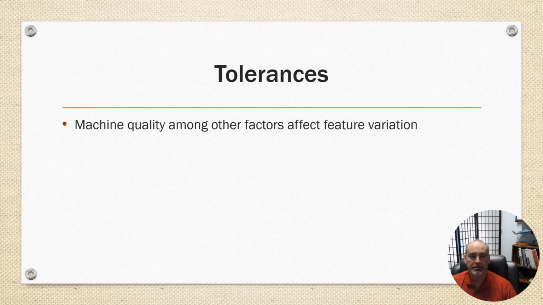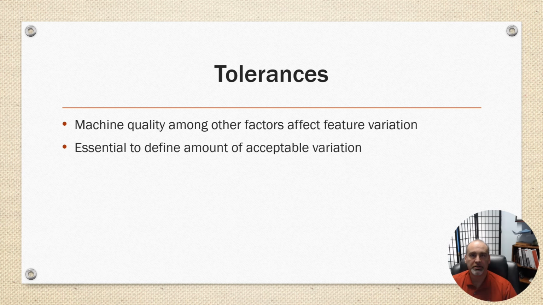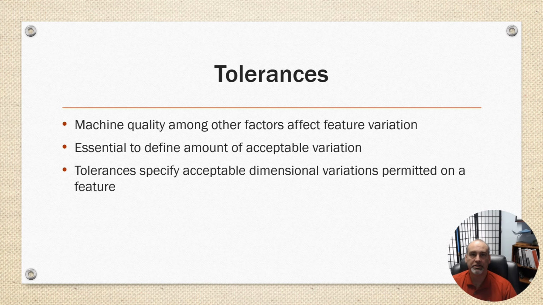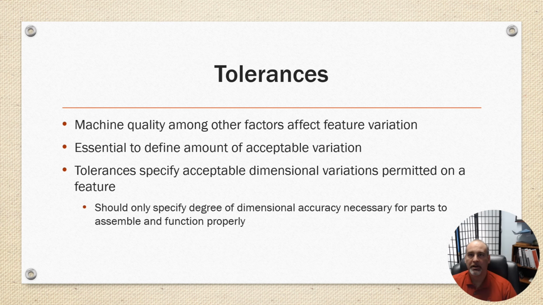Okay, tolerances. Machine quality, among other factors, affects feature variation. Tolerances are essential to define the amount of acceptable variation. Tolerances specify acceptable dimensional variations permitted on a feature and should only specify the degree of dimensional accuracy needed for parts to assemble and function properly. This has actually been a problem more recently. You're making expensive products to a much tighter tolerance than is really required because the machines can do it.